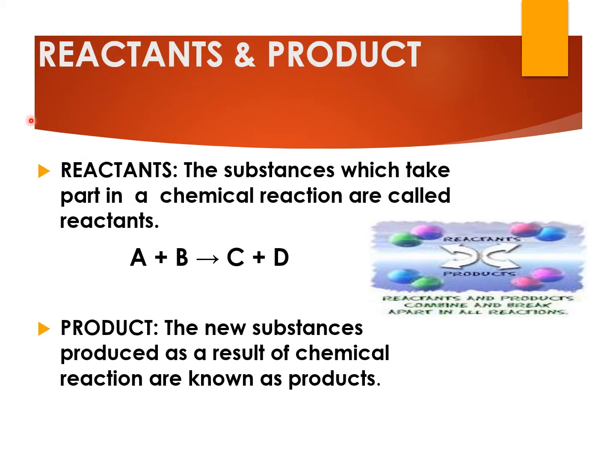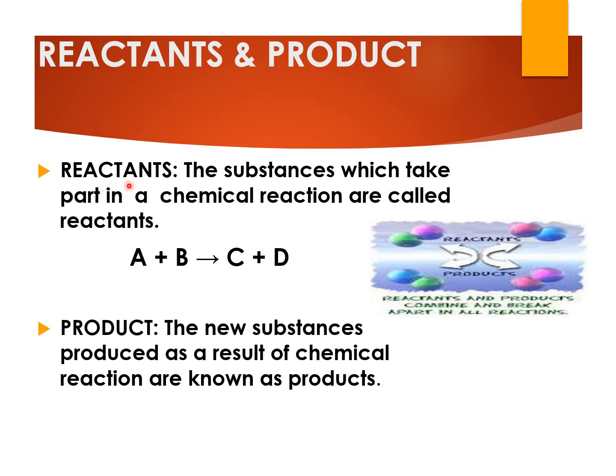The second objective of our lesson is the components of a chemical reaction. The components means the parts. The chemical reaction is having two parts. First part is reactants. The reactants are the substances which take part in a chemical reaction. They are written on the left hand side of the arrow. Here A and B are the reactants.